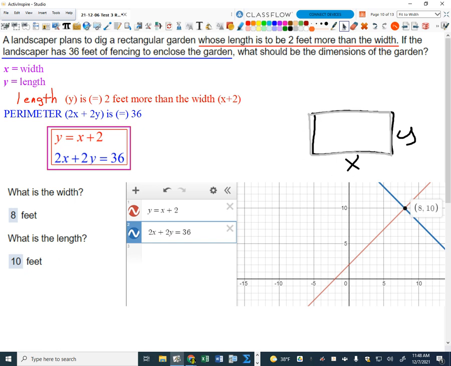Give me 1 to 5. Oh man, this is good. Okay, I like it.